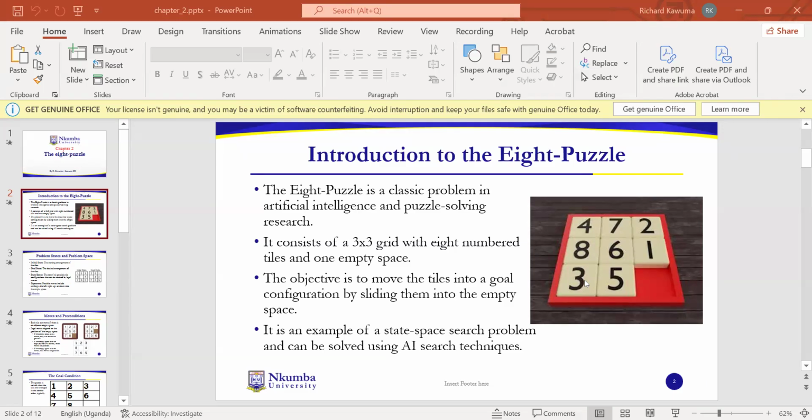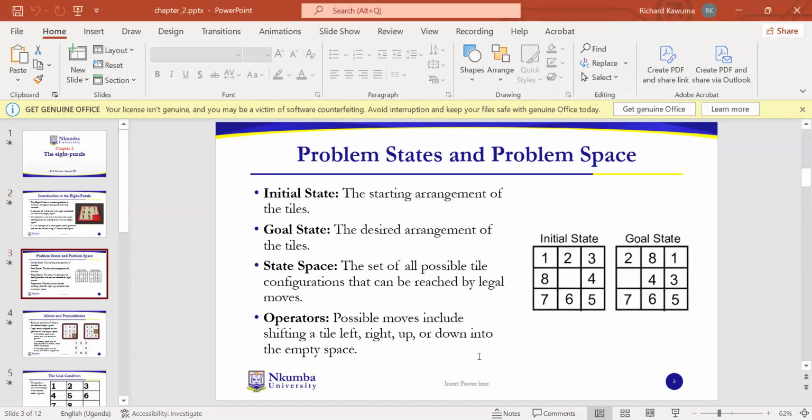ChatGPT, those robots, they always look for the best solution. They have more alternatives, but which is the best? Let us go into details to understand it very well. So, problem state and problem space. When you look at the initial state here, understand these words very well. We have what we call the initial state, then we have the goal state, and then we have the state space.